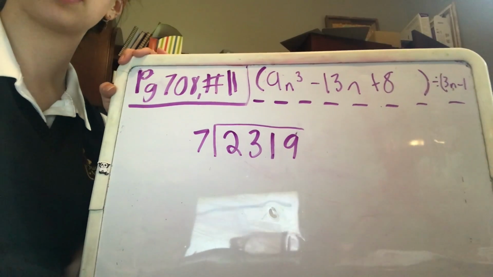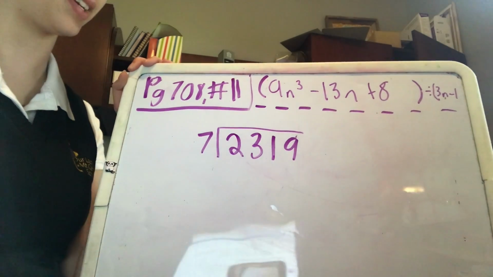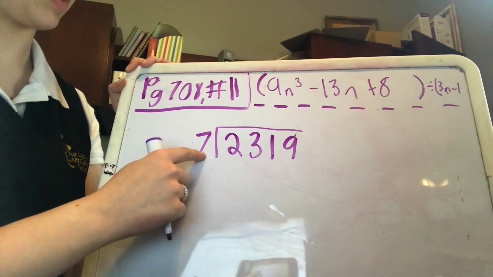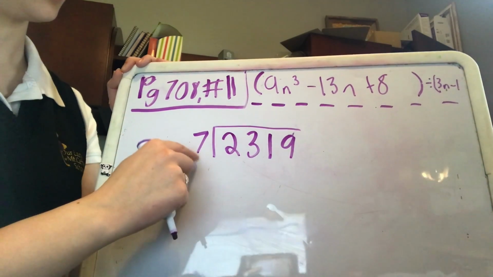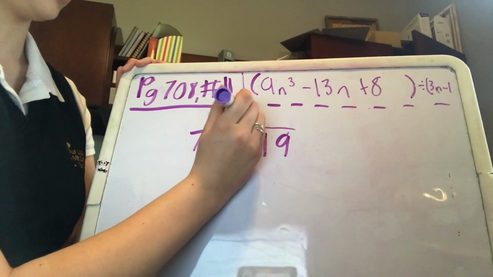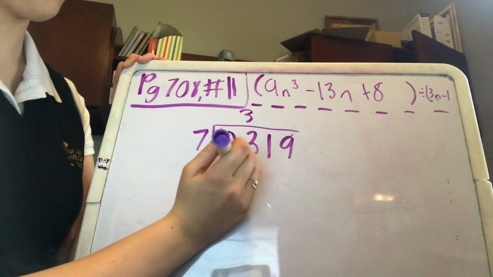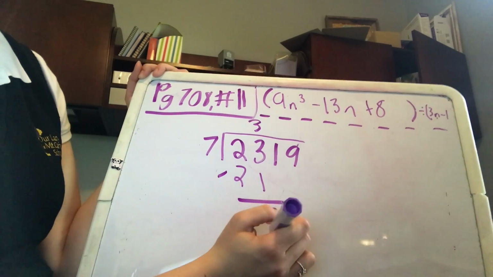Okay, so for this next problem, you're going to have to use long division. So this is just a refresher on how to do long division because it's been a while. So how many times can 7 go into 2? It can't, so there's a 0 there. You just keep nothing there. So how many times can 7 go into 23? 3 times. And 7 times 3 is 21. Subtract that, and you get 2.